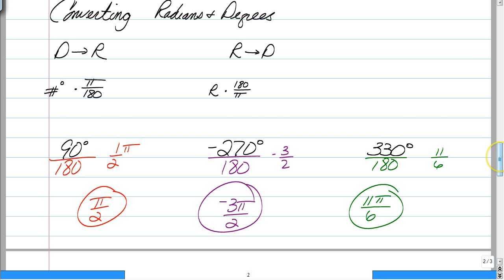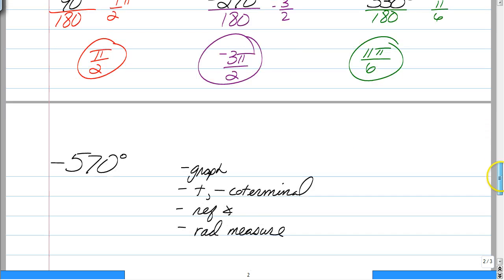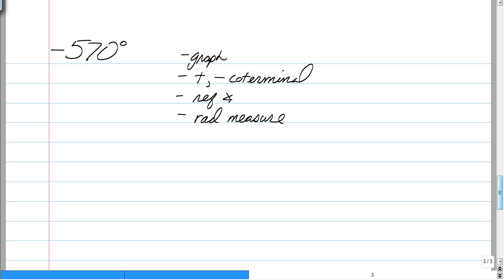If you would like to try one more problem, there it is. Negative 570 degrees. Graph it. State a positive. State a negative coterminal. State the reference angle. And state its radian measure. If you can do all 4 pieces of that, you're good to go. So go ahead and pause the video, and I'll show you the final answer as soon as you click play again.